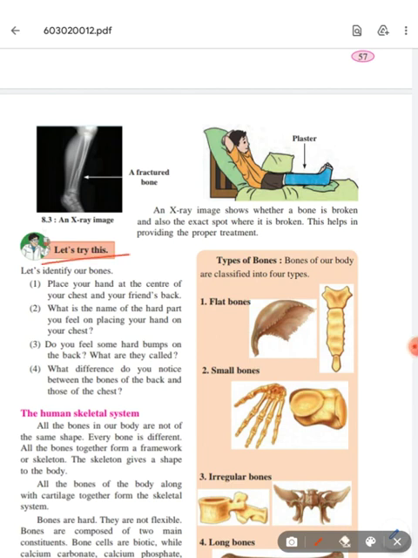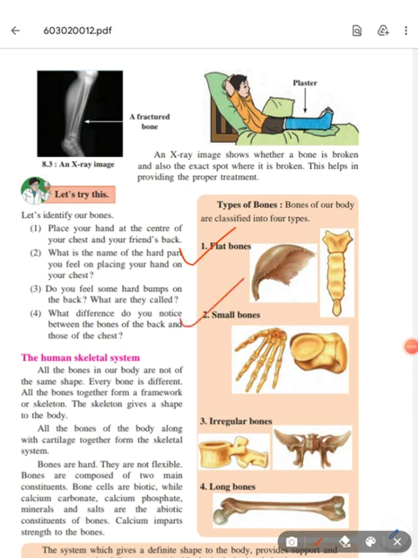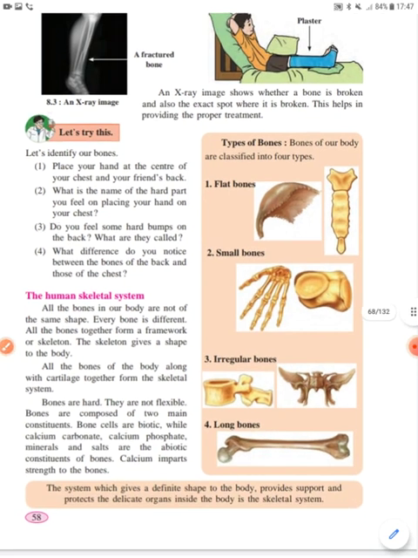Let's try this. Let's identify our bones and the types of bones. Types of bones: first, flat bones, small bones, irregular bones, and long bones. This is a leg bone, a flat bone, and a small bone. Irregular bones look like this. These are all the types we learn today in this chapter.